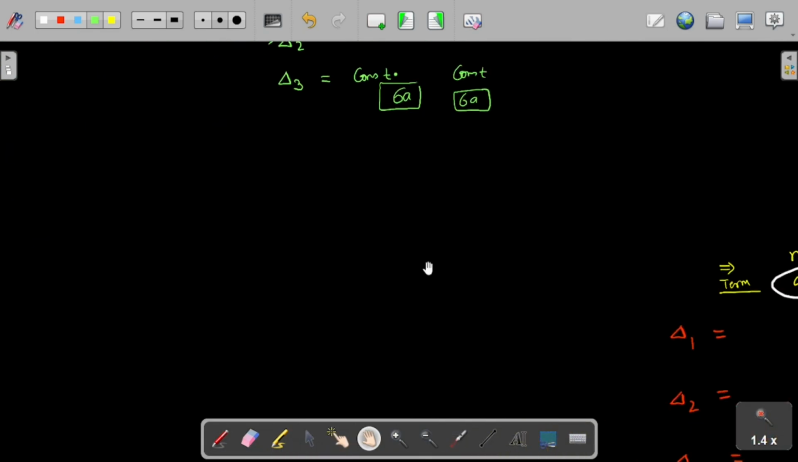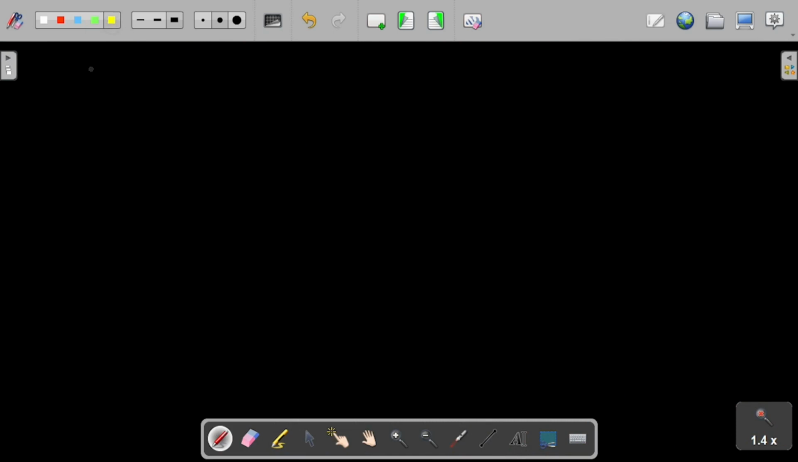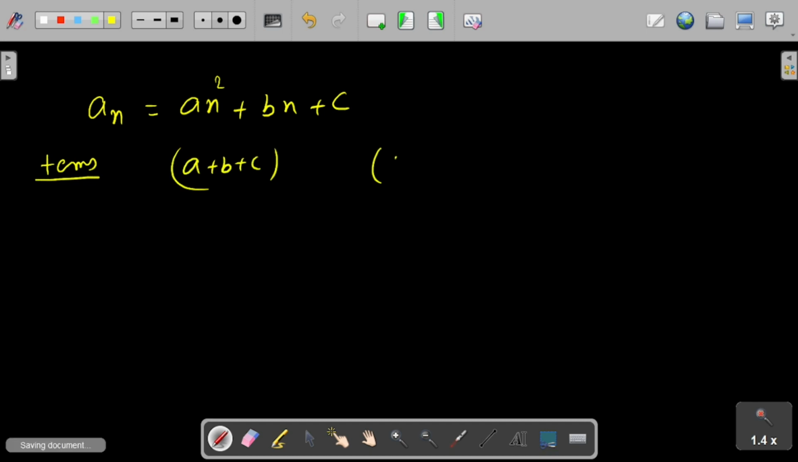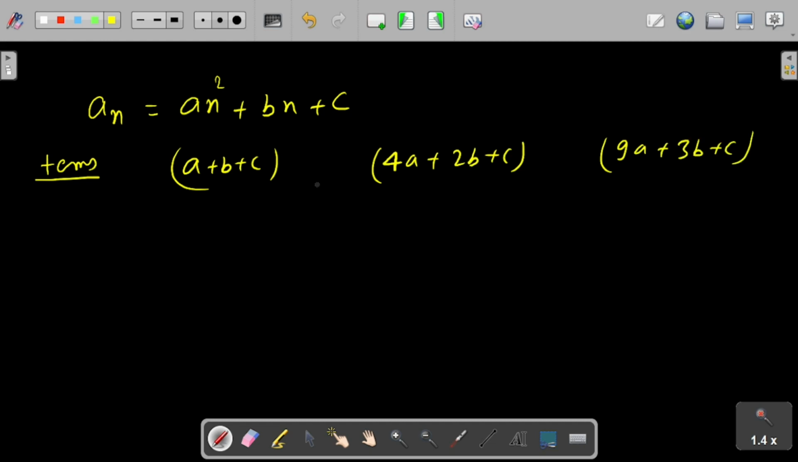Similarly, if I want to summarize for the quadratic sequence also, my nth term will be an square plus bn plus c. So my terms will be, when we put n is equal to 1, it is going to be a plus b plus c. The next term will be 4a plus 2b plus c. The next term will have 9a plus 3b plus c. These are going to be the terms.